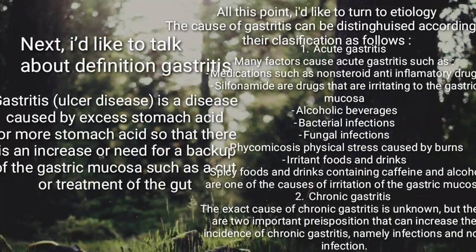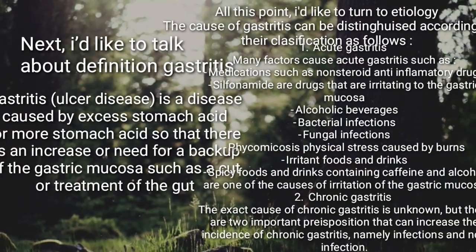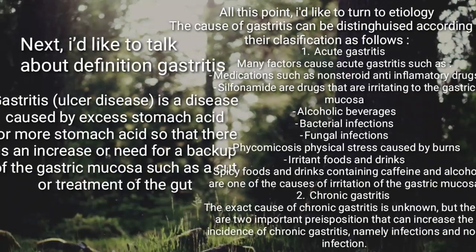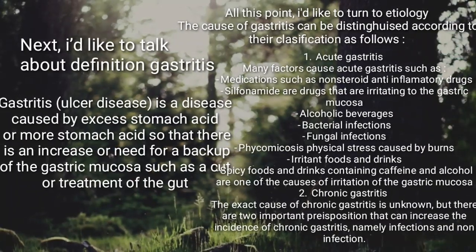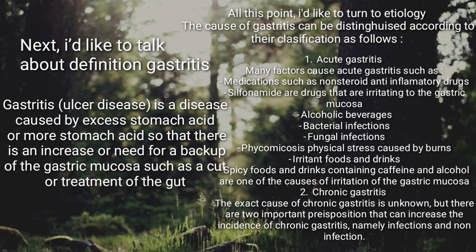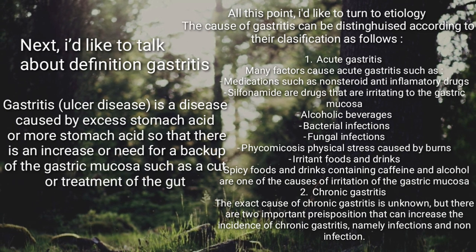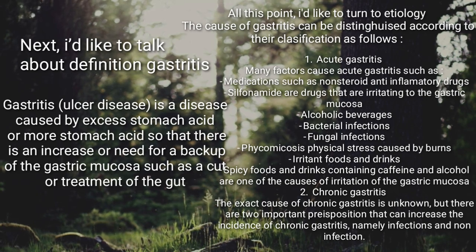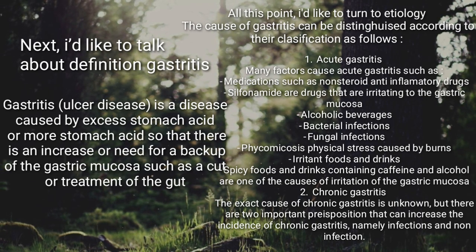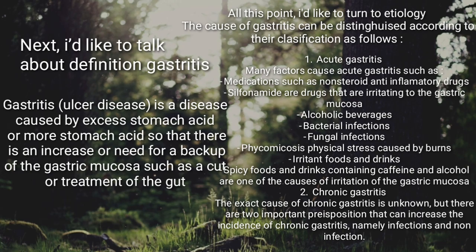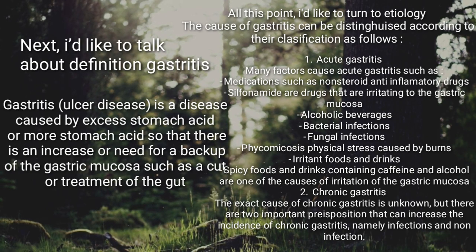Next, I would like to talk about the definition of gastritis. Gastritis or ulcer disease is a disease caused by excess stomach acid, so that there is an increase in the need for a backup of the gastric mucosa, such as a coat of protection of the gut. At this point, I would like to turn to etiology.